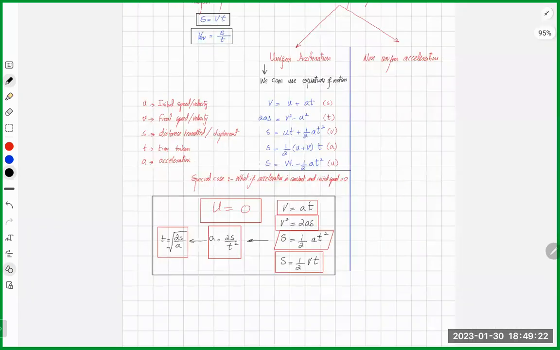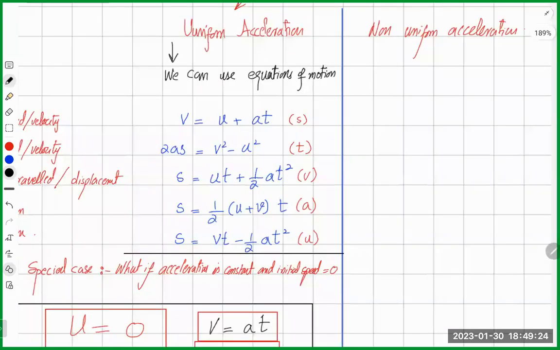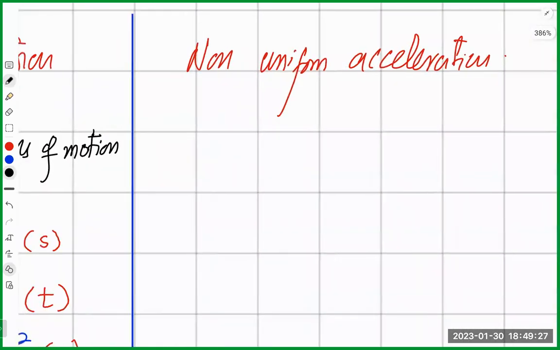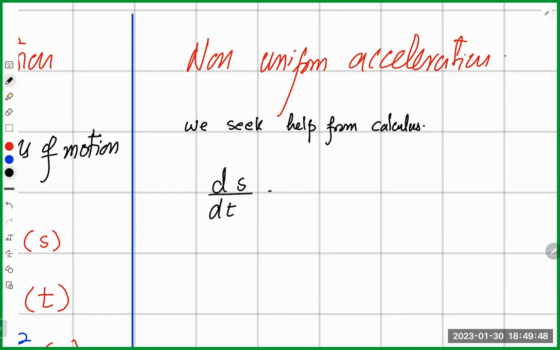Now, what if we are dealing with non-uniform acceleration? In that case, we seek help from calculus. Derivative of distance with respect to time gives you speed. Derivative of speed with respect to time gives you instantaneous acceleration.